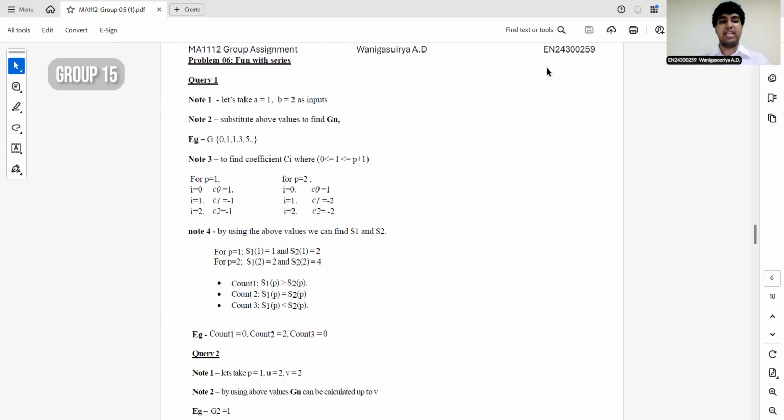For query 2, take P equals 1, U equals 2, and V equals 2. Compute Gn, for example, G2 equals 1, then calculate Zi using the equation Z2 plus 2p equals Zt plus 1 plus 2. Finally, calculate S using W and 5. Calculate from the problem's equation, substitute the values, and we get S equals 1.